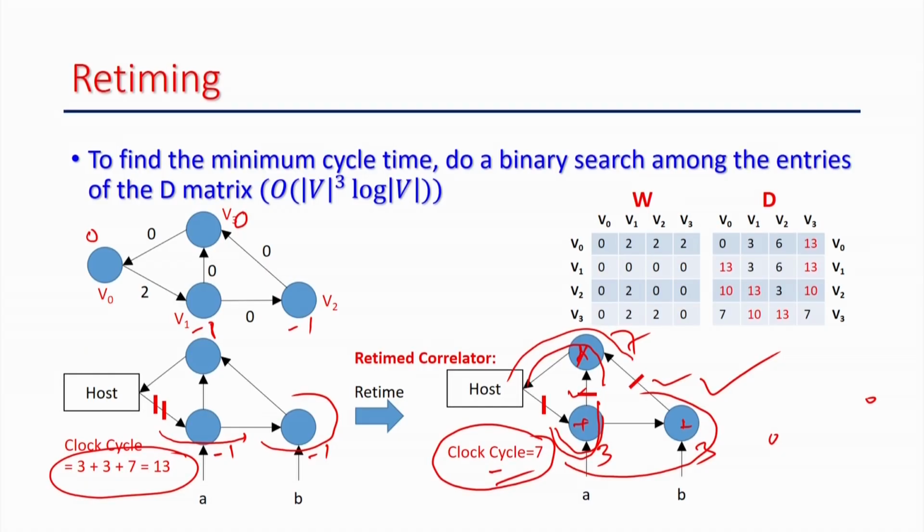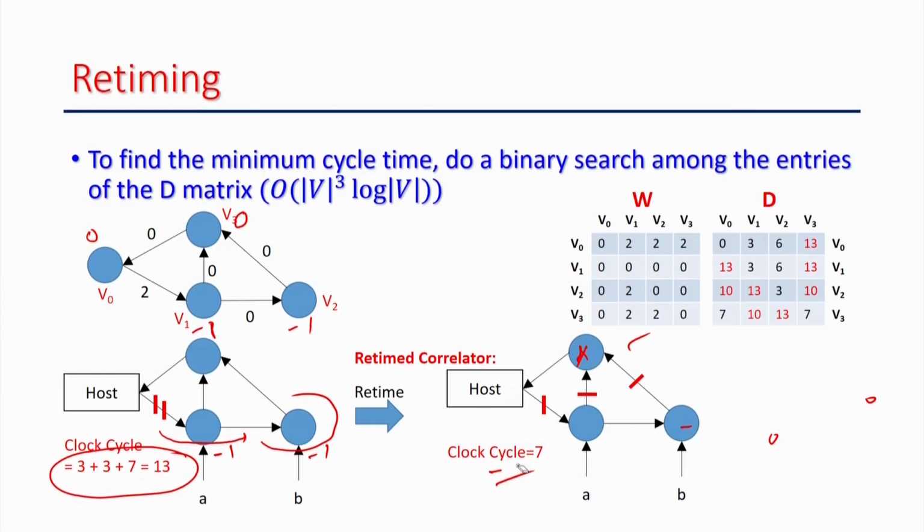So, from this circuit where I have two registers here, using the retiming algorithm I move one of the registers to this place, through which I can achieve the target clock period of 7. Okay. So, this is called retiming for clock period optimization, because I try to optimize the clock period. Similarly, we can do retiming to minimize the number of registers also.